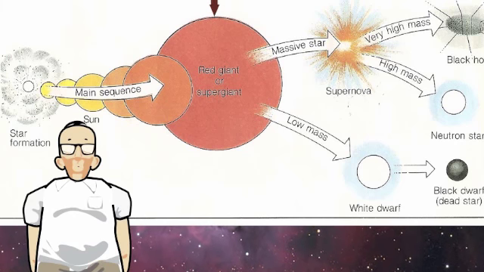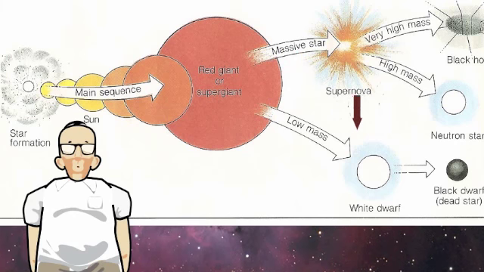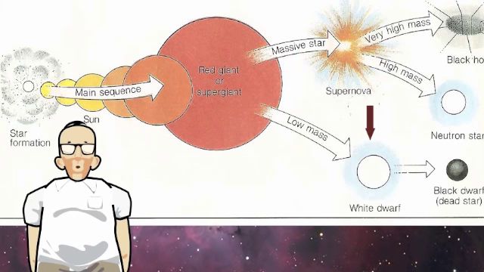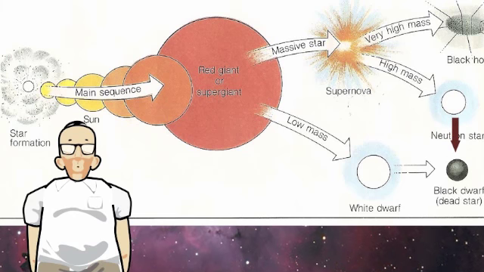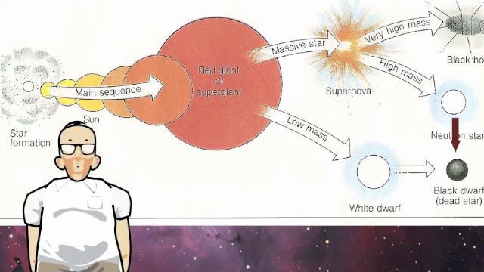Again, like our sun, it shrinks into what is called a white dwarf. This white dwarf cools down and dies, and then becomes a black dwarf. This is the life of a star, such as our sun. It's called a medium-sized star.